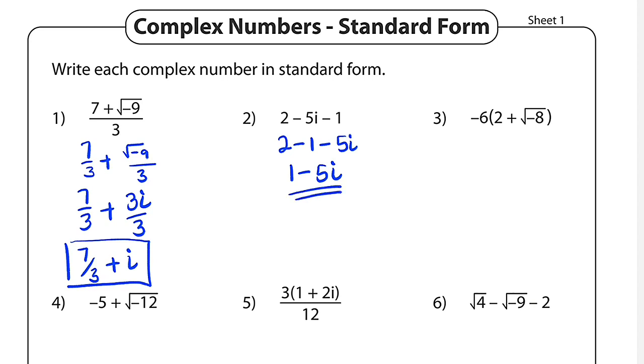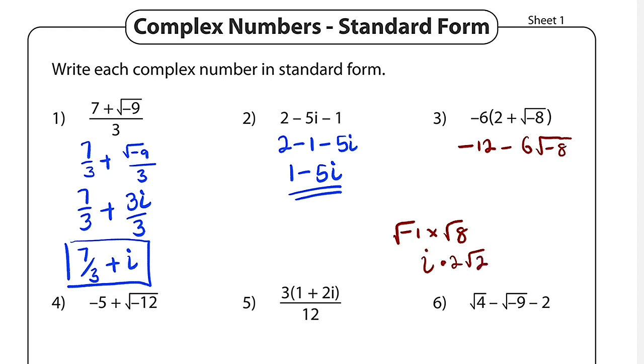Now in question number 3, we have to expand first. If you expand, you have negative 6 times 2 is negative 12. Then plus negative 6 times root of negative 8 is negative 6 root of negative 8. And the square root of negative 8 is the same thing as the square root of negative 1 times the square root of 8. The square root of negative 1 is i, but the square root of 8 is 2 root 2, right? So we have 2 root 2.